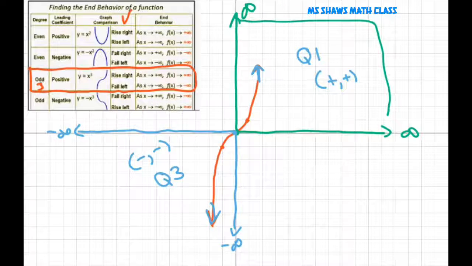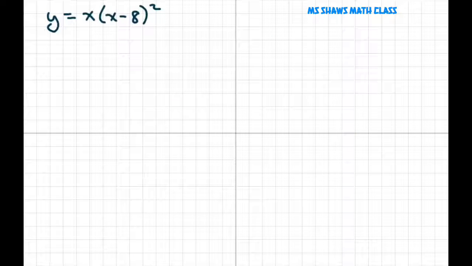So if you look at this, it kind of matches up. You have positive, positive. That means quadrant 1. And for this one, we have negative, negative. That means we're in quadrant 3. So we're going to graph this from left to right. So we're going to start in quadrant 3, and we're going to end in quadrant 1.